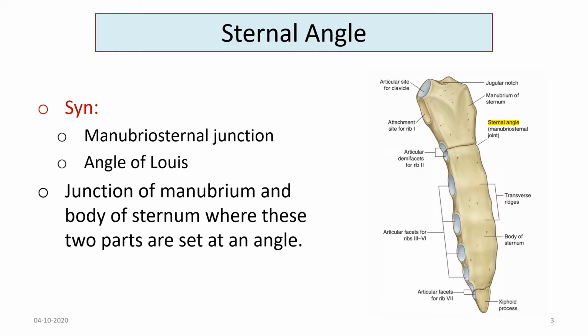The manubrio-sternal junction is also known as the sternal angle, and the other name for the sternal angle is the angle of Lewis. So this is the junction of the manubrium and body of the sternum, where the two parts are set at an angle. So the angle between the manubrium and body of sternum is known as the sternal angle.